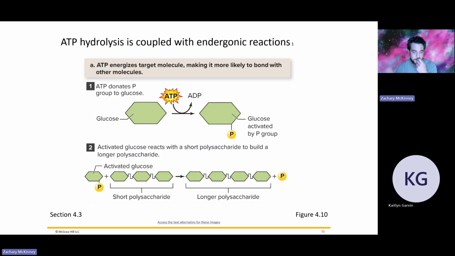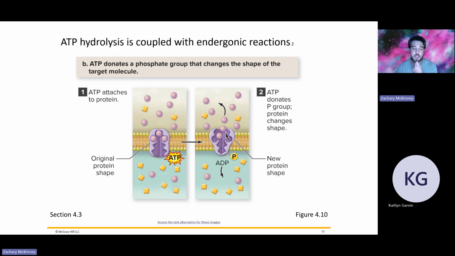Okay. Here's another way. You can see this right here is a cell pump, it's a transport pump. So sometimes you need to get stuff, if you remember the discussion of the plasma membrane, some things can cross, some things can't. Ions, charged molecules, have a hard time crossing the plasma membrane.